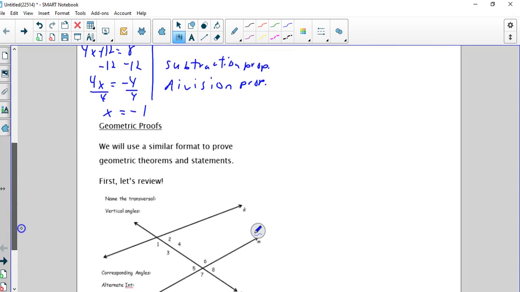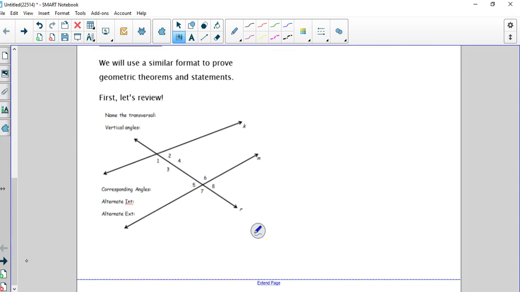So, let's get into geometric proofs. We're going to use a similar format to prove different things in geometry, theorems and statements. So first we're going to review some things. So we're going to name the transversal. It's like R. Maybe it's an L. Who knows? We're going to call this R. It's kind of blurry. Even on the paper, it's kind of small. But we're going to call it R. So R is the transversal.